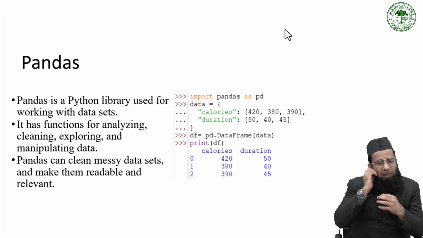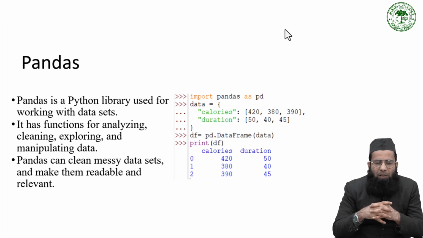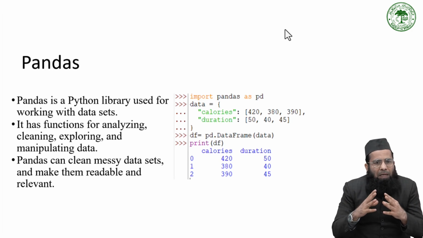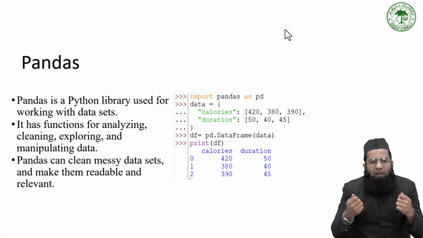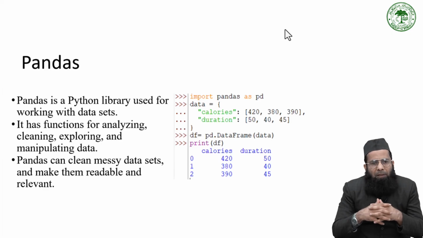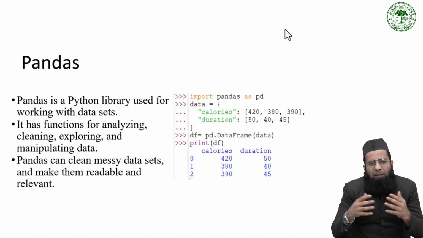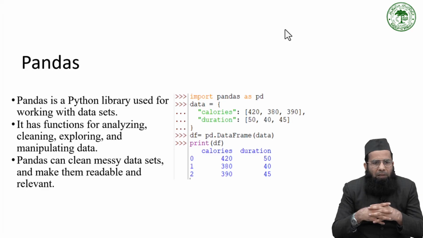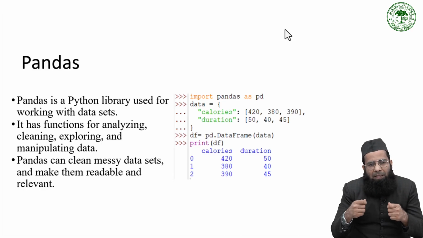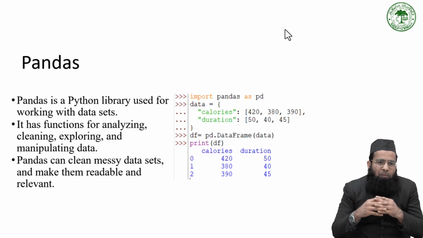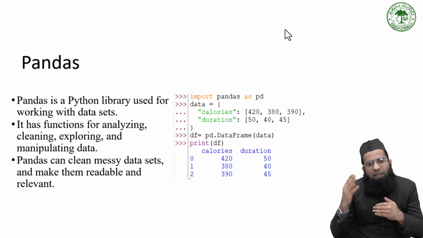The next library that we will be using is Pandas. Pandas is a Python library used for working with data sets, which is a very popular advanced library. It has functions for analyzing, cleaning, exploring, and manipulating data. So you will get different types of functions as far as pandas are concerned. Pandas can clean messy data sets and make them readable and relevant. We will be using pandas during the whole data science based project.